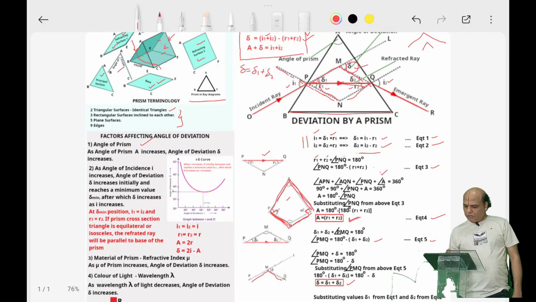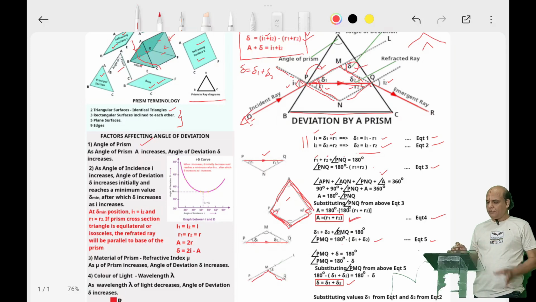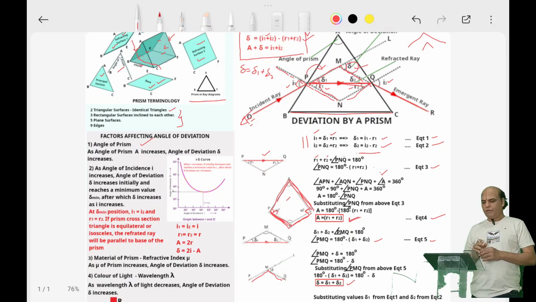When we are doing this experiment, we keep a light source here. This prism will be slowly turned clockwise to increase this angle. That is how we increase the angle of incidence. So when the angle of incidence is increasing, what will happen to the angle of deviation?